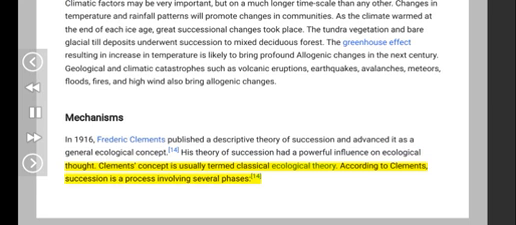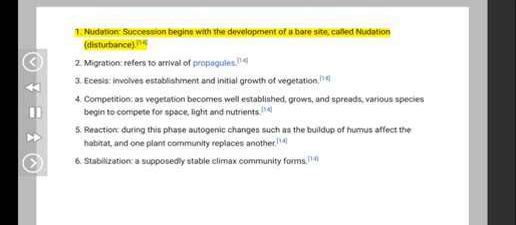According to Clements, succession is a process involving several phases. 1. Nudation. Succession begins with the development of a bare site, called nudation disturbance. 2. Migration refers to arrival of propagules. 3. Ecesis involves establishment and initial growth of vegetation.